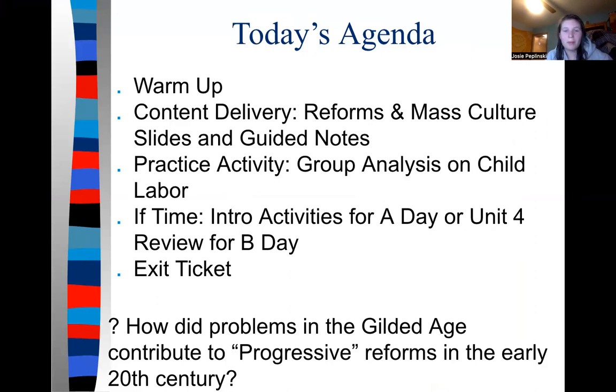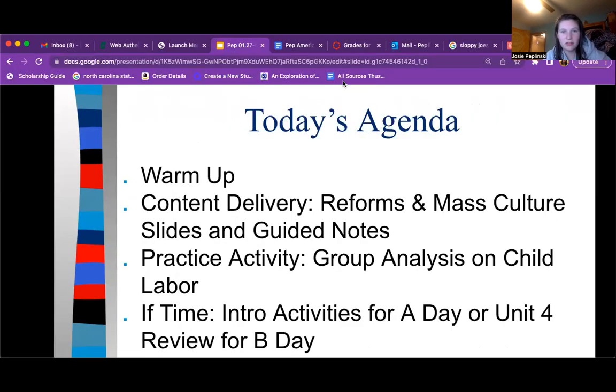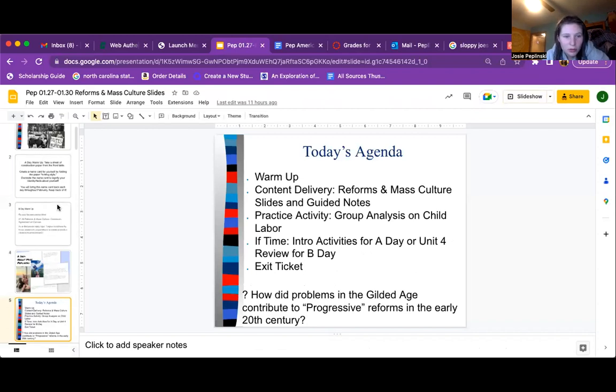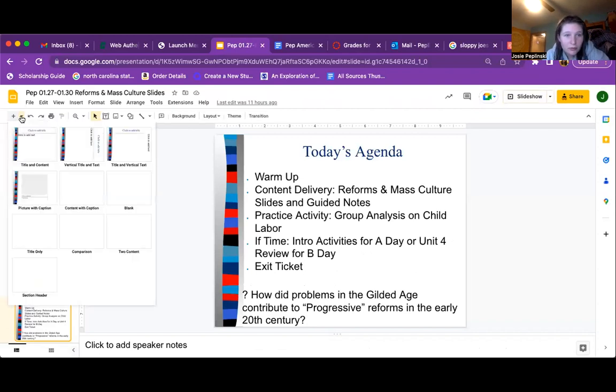So once you have your warm-up done, we're going to do these slides on reforms in mass culture along with the guided notes. And then you will do a group analysis of child labor. And then we can look at some intro activities if you're in A-Day or some Unit 4 review if you are in B-Day. Maybe I'll do the review, honestly, for both of you since we are going to have a quiz next time. I'll go ahead and make a slide for that so that it is super, super duper clear.